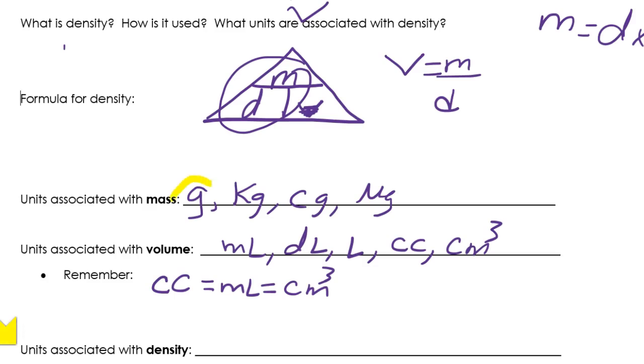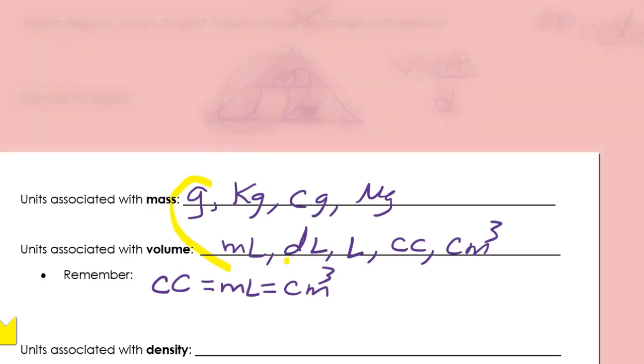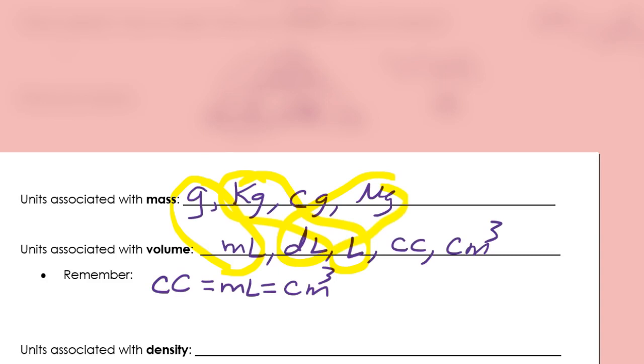By combining your grams and your milliliters right here, you're going to end up with grams per milliliter. Or let's say I wanted to combine kilograms and liters, then I would have kilograms per liter. Or micrograms per deciliter. So in other words, your density units are based on whatever your mass unit is over your volume unit. Okay?